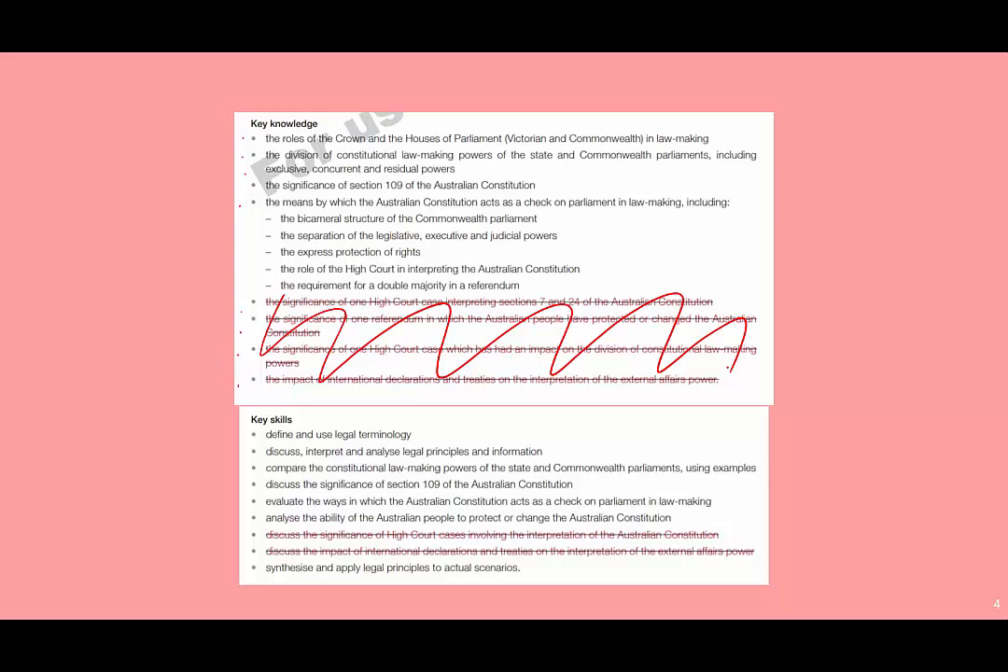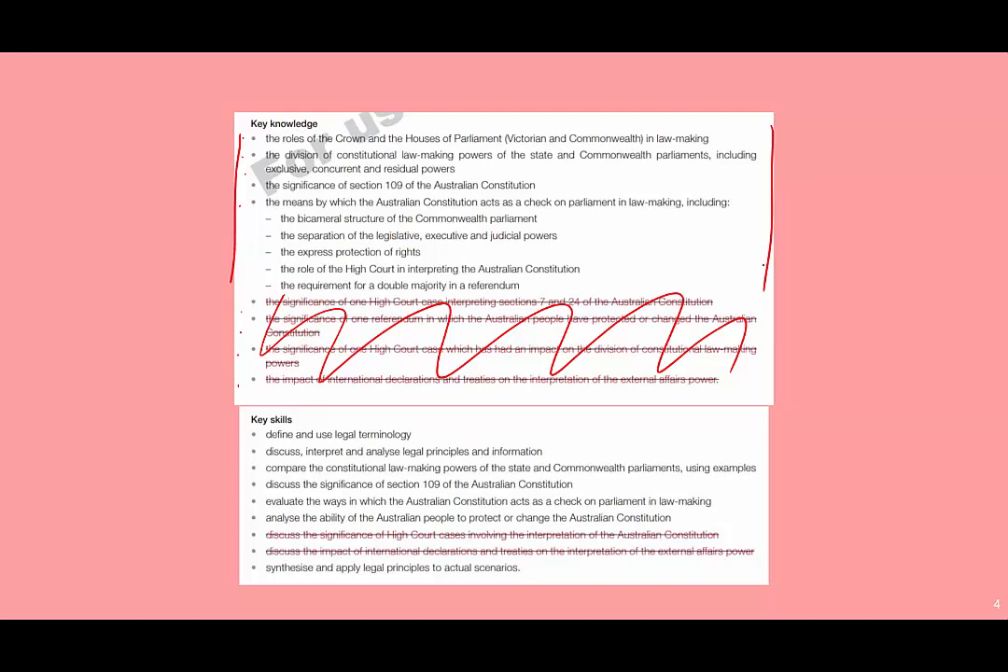So the significance of a High Court case, sections 7 and 24, significance of a referendum, significance of a High Court case impacting division of powers, and then international treaties and declarations and treaties, in the external affairs power, which most teachers use a case study to demonstrate anyway. So what they've essentially gutted out of this section of the study design is all the case study options, but left you with the more or less essential content that you still need to understand and work with.